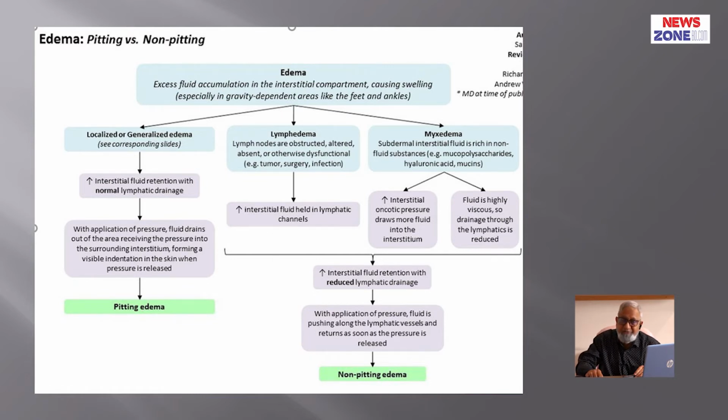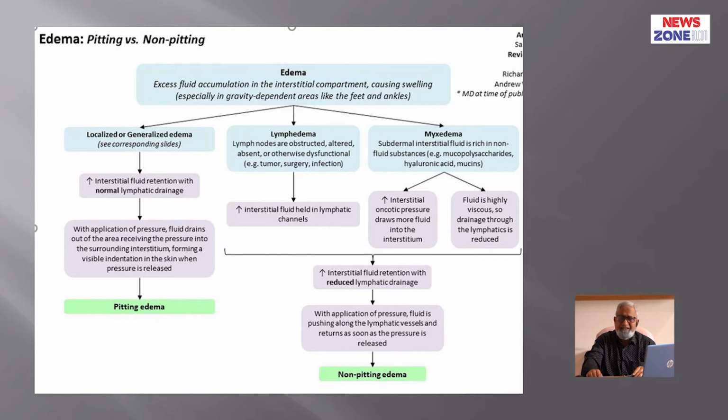Lymph nodes are obstructed, altered or absent, or otherwise dysfunctional. Why? Due to surgery, infections, or tumor formations. So, the increased interstitial fluid is held in the lymphatic channels, and there is no pitting effect. So, it is called non-pitting edema, which occurs in lymphedema.